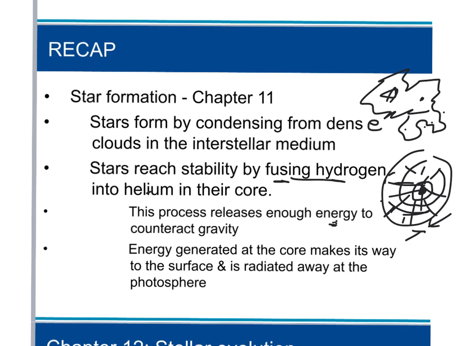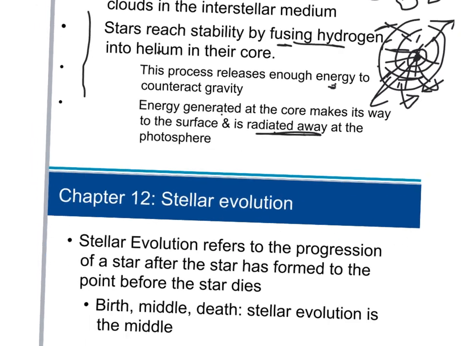That energy is radiating outward. The energy generated at the core radiates away at the photosphere. So we're emanating out, and once that stops, then it collapses in on itself. But again, that energy generated at the core makes its way to the surface, and then it's radiated away. And when it gets to the surface, it creates that color. We get to see the shining star.